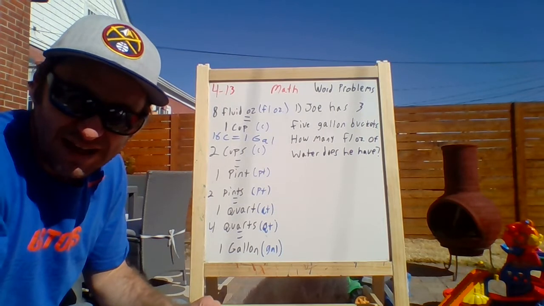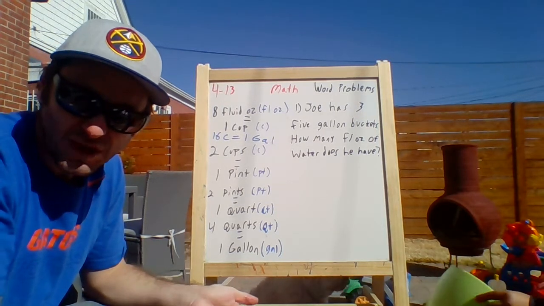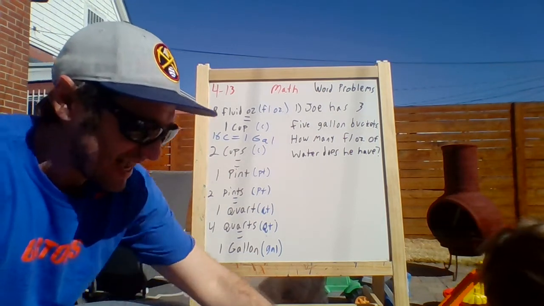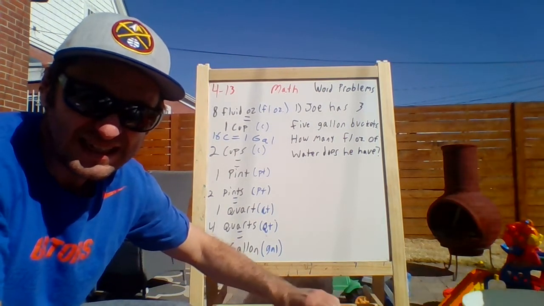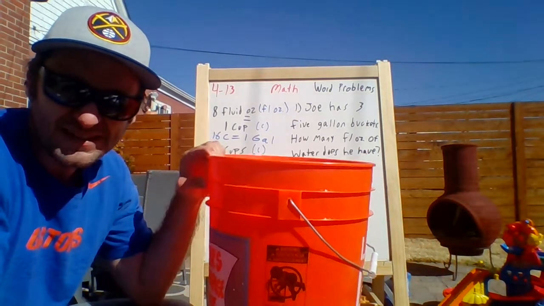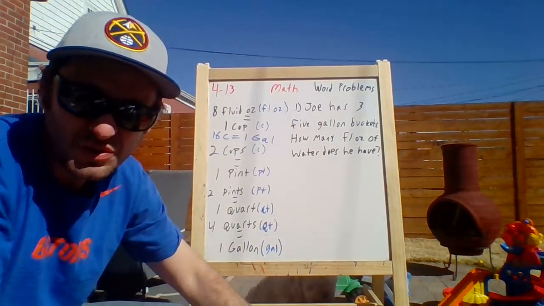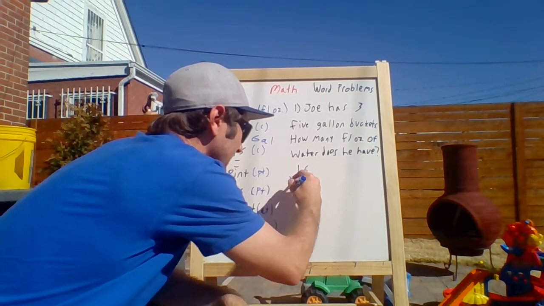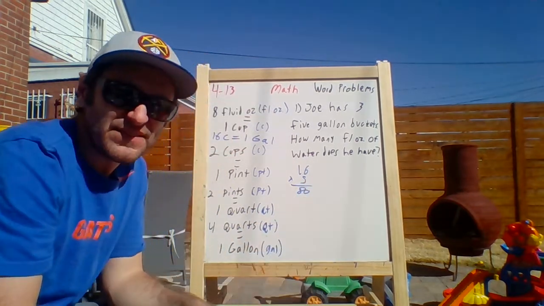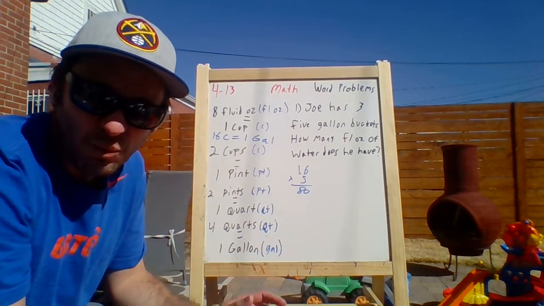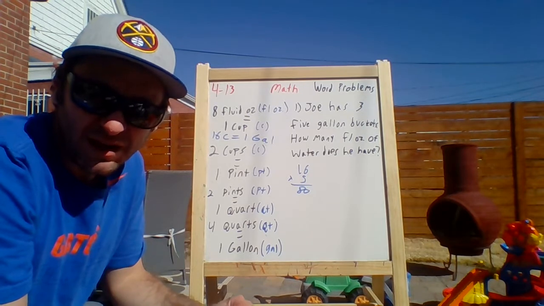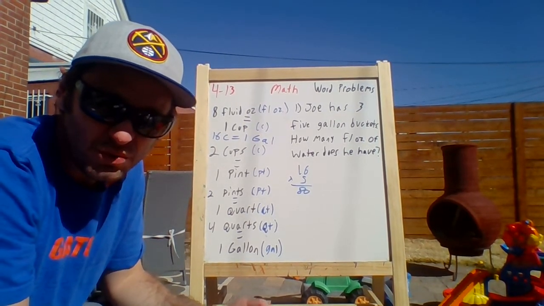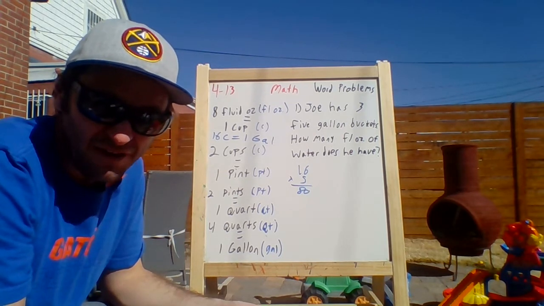All right. So 5-gallon bucket. Fluid ounces of water does Joe have? Well, I know that he has 16 cups per gallon. This is 5 gallons. So let's do 16 times 5. That gives me 80. So in one 5-gallon bucket, Joe has 80 cups of water. Whew. But let's do the big math now.